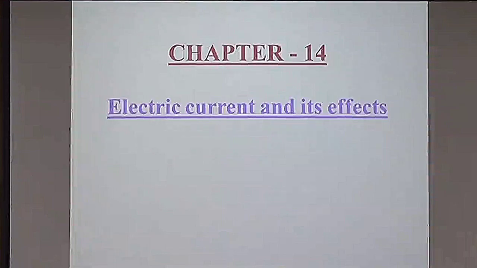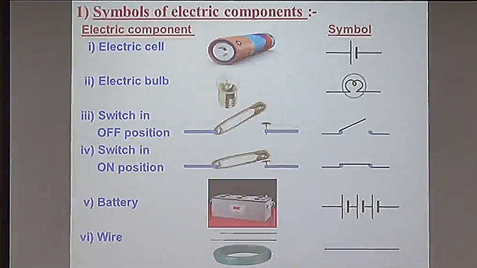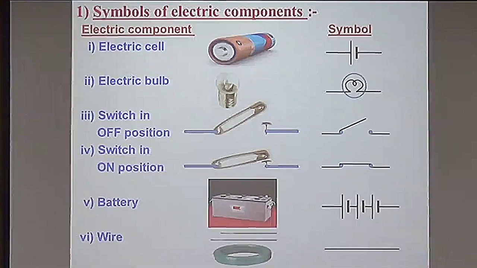Today we are going to start with a new chapter, and the name of the chapter is Electric Current and its Effect. Now, before starting this chapter, we need to understand the symbols of electric components. Now we are having 6 electric components, their symbols and their diagrams. For example, electric cell.